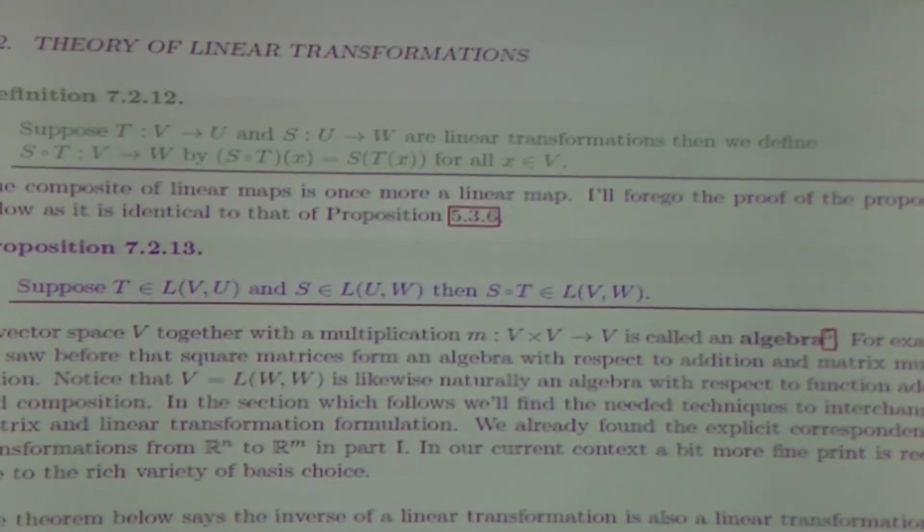So if you have a vector space together with an addition, well, I mean, a vector space together with a multiplication. Multiplication is some way of putting together two things in the vector space to get another vector, right?